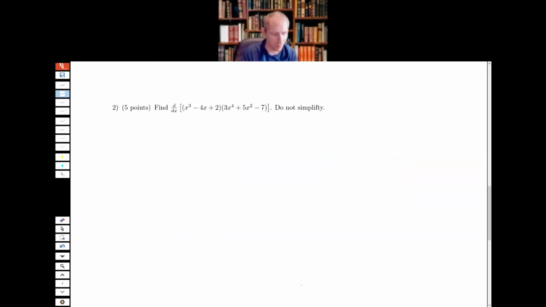Okay, we don't actually have to use the product rule here if you were to multiply all of this stuff out. But since we're not going to simplify our answer, then multiplying all this stuff out is just a lot of extra work that we don't really need to do. So we're just going to do the product rule here and say, okay, I have the derivative of this first piece, x cubed minus 4x plus 2, times the second piece left alone, plus the first piece left alone, times the derivative of the second piece.